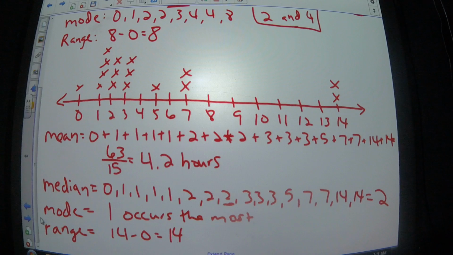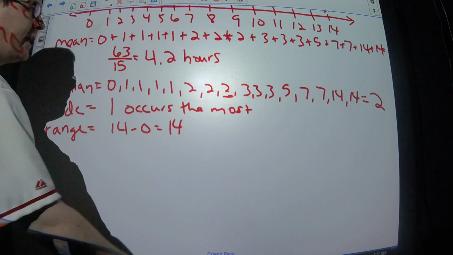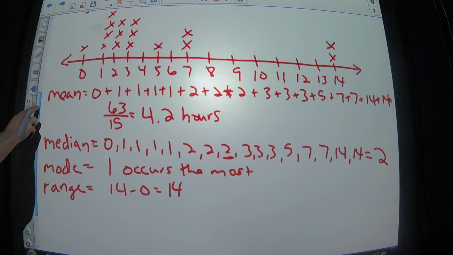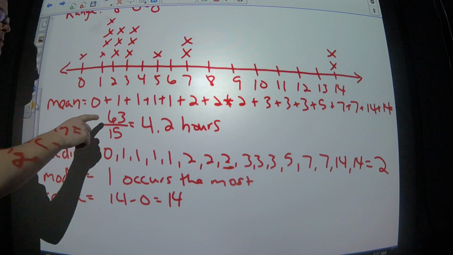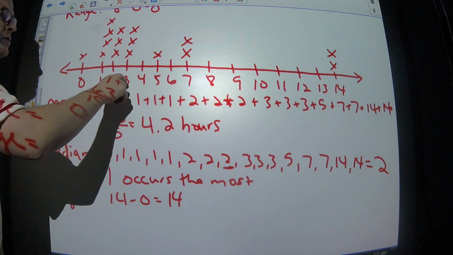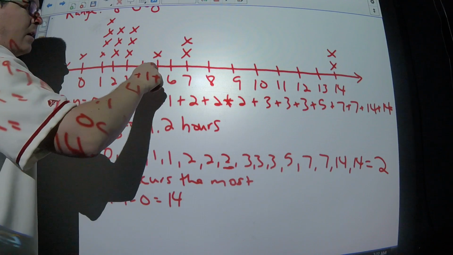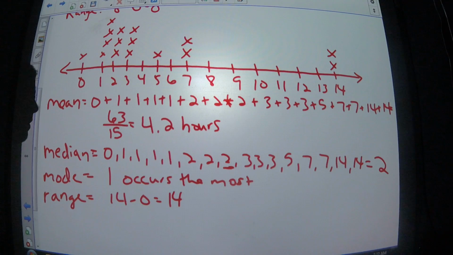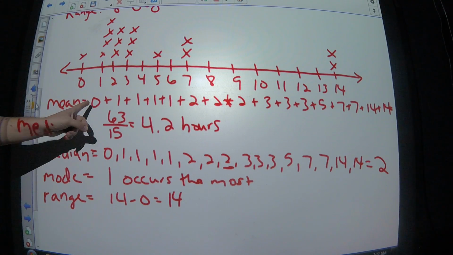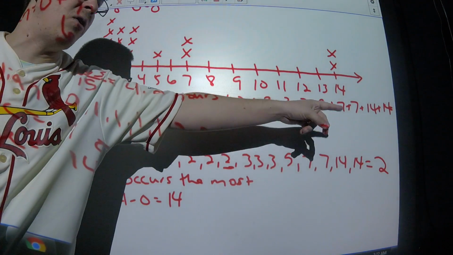All right, let's say that you were given a line graph, and you were asked to find the mean, median, mode, and range. All right? Well, the mean, as we said, is going to be the average. So you would count up, all right? Well, I have 4 1s, I have 3 2s, 3 3s, a 4, 2 7s, and 2 14s. Now, I have it laid out as if I was just adding them all up.